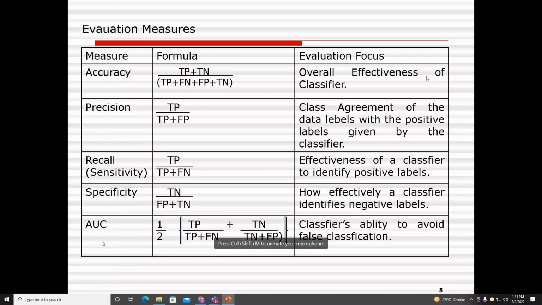And my average accuracy or area under curve is 1/2 of recall plus specificity, that is sensitivity plus specificity. So area under curve is 1/2 of these two equations. It is called 1/2 of specificity plus sensitivity or recall.